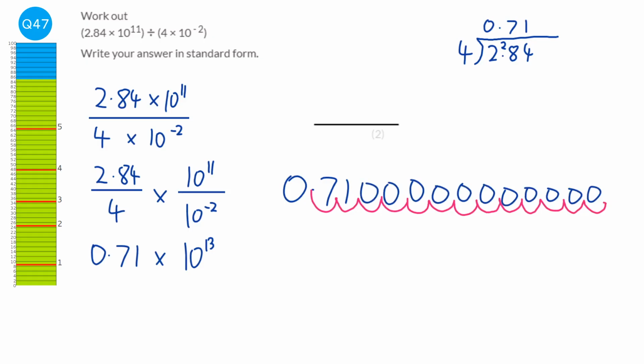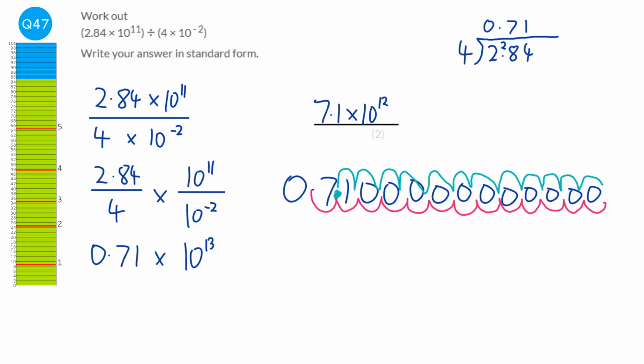So it would be 7, 1 and all those zeros. And then I'm going to put it back into standard form. Now the decimal point will need to be here to make it 7.1. So it would be 1, 2, 3, 4, 5, 6, 7, 8, 9, 10, 11, 12. So it's going to be 7.1 times 10 to the power of 12.